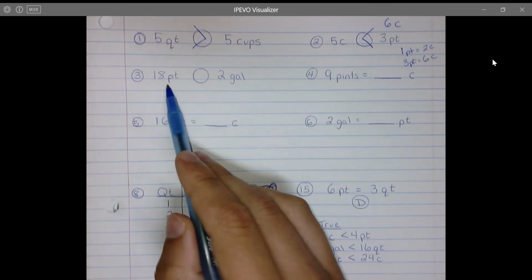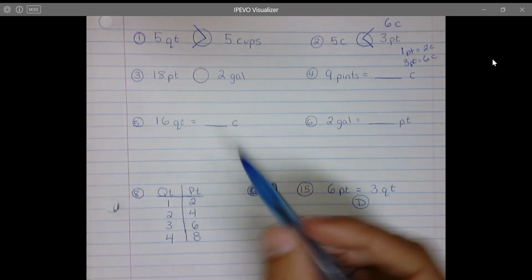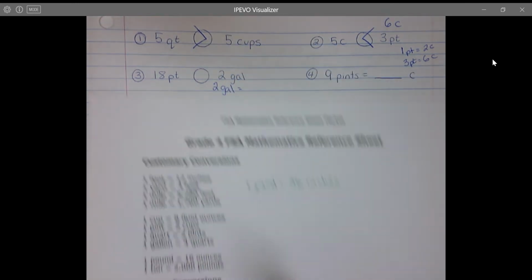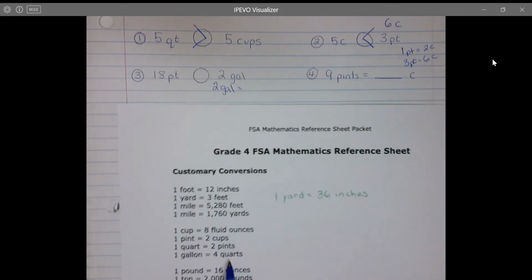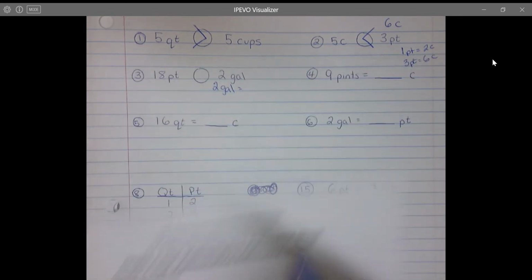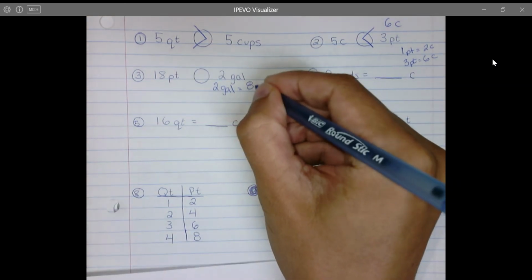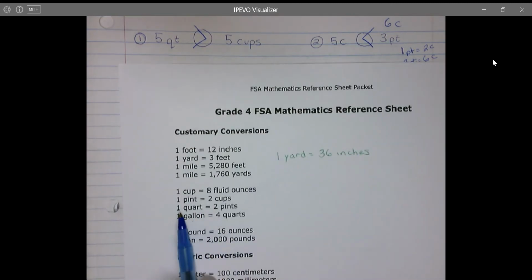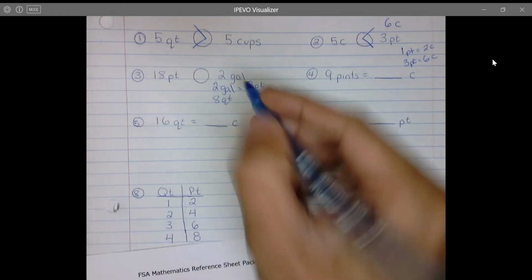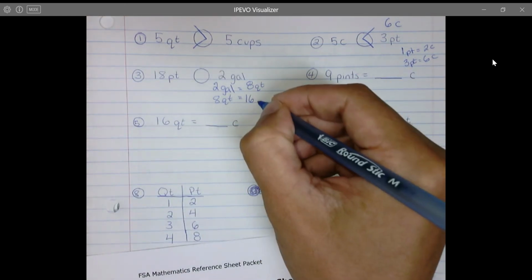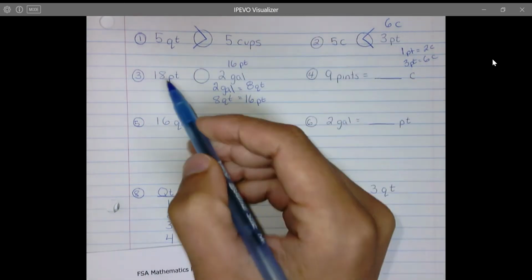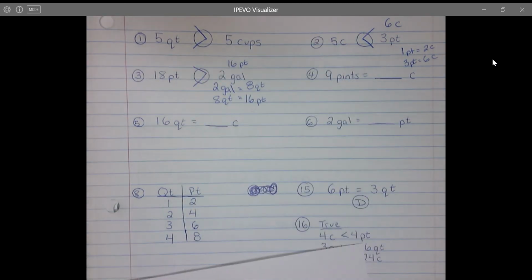Then I have 18 pints and 2 gallons. I'm going to want to change those gallons into pints, but before I do that, I need to first change gallons into quarts. Well, 1 gallon is 4 quarts, so 2 gallons would be 8 quarts. And then, looking at 8 quarts, 1 quart is 2 pints, so multiplying by 2, 8 must be 16 pints. So 2 gallons is the same thing as 16 pints. Which one's greater? That would be 18 pints.